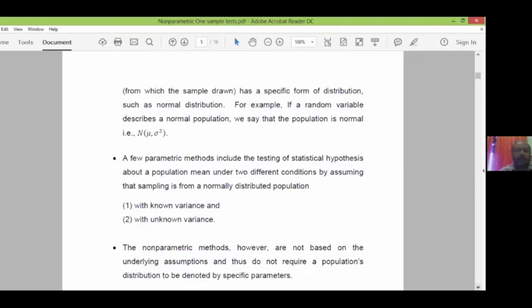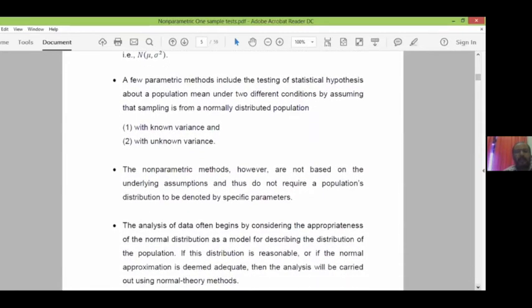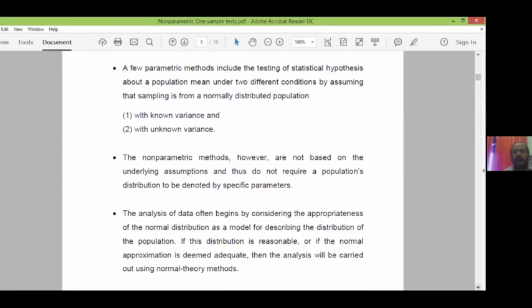So a few parametric methods include the testing of a statistical hypothesis about the population mean under two different conditions, by assuming that sampling is from a normally distributed population with known variance and unknown variance. The non-parametric methods, however, are not based on the underlying assumption.